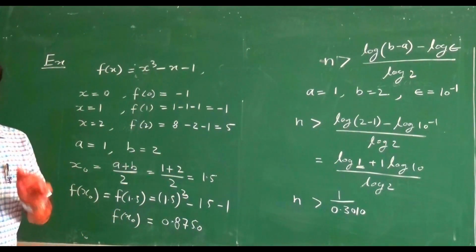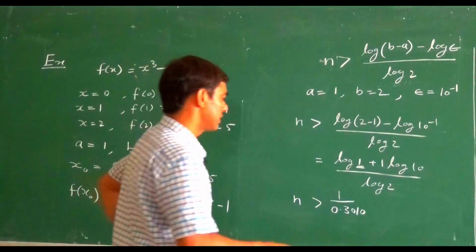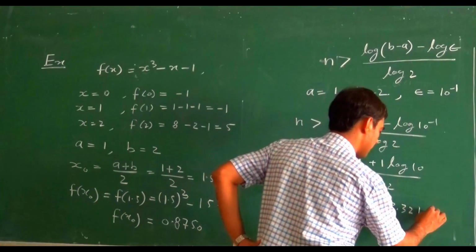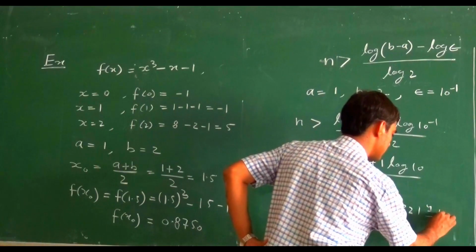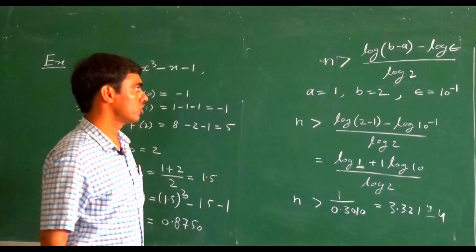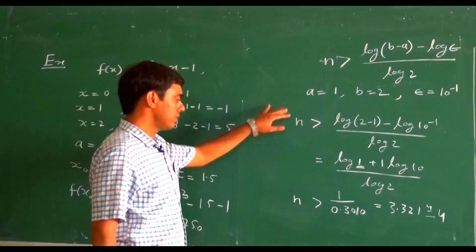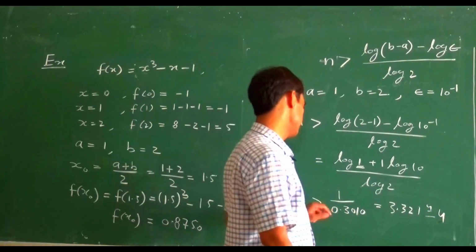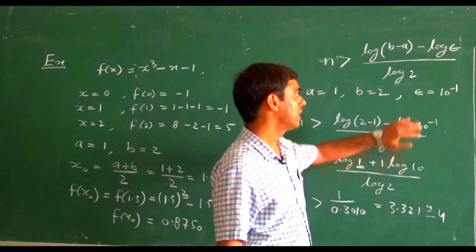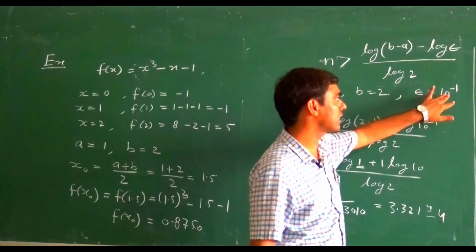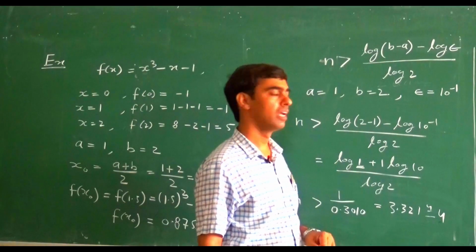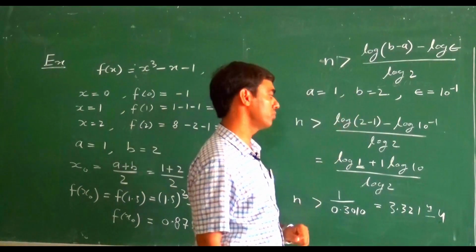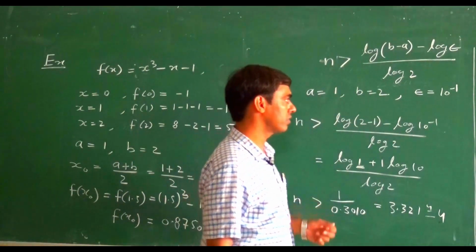what is the value for this one? If we simplify this one, the value is 3.321, and if we round it off to the integer value, this is 4. So what is the meaning of this result? n must be greater than 4, meaning the number of iterations must be greater than 4 if we try to find the root correct up to 1 decimal place, starting from these two initial values, a equal to 1 and b equal to 2. Then n must be greater or equal to 4.